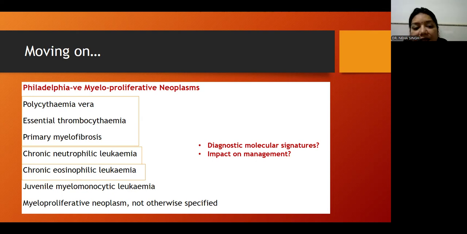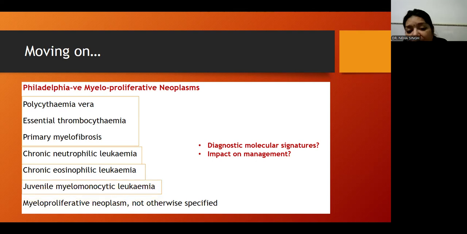We recently had a case who presented with left-sided hemiparesis. He was PDGFR-A positive, and the moment imatinib was given to the patient, his symptoms resolved within 1 week. So that shows the impact of correct management and the correct molecular signature.